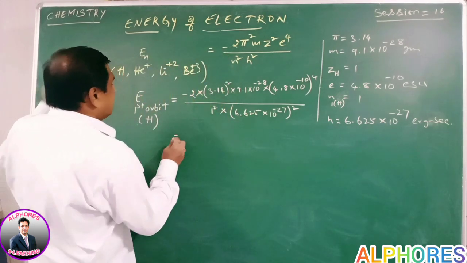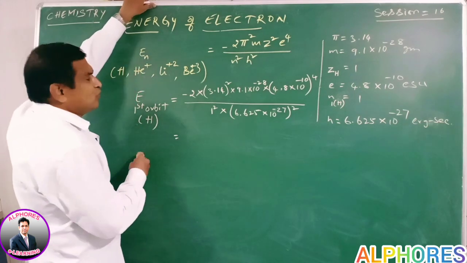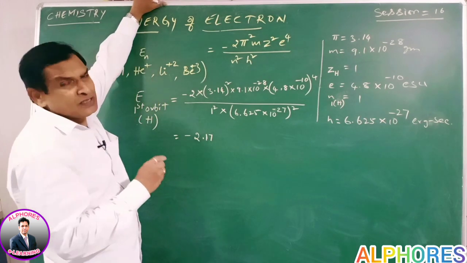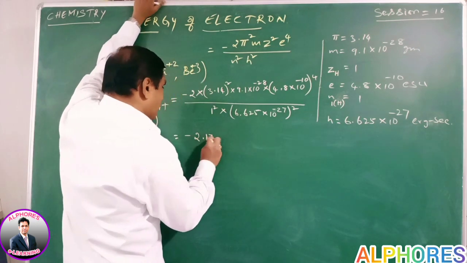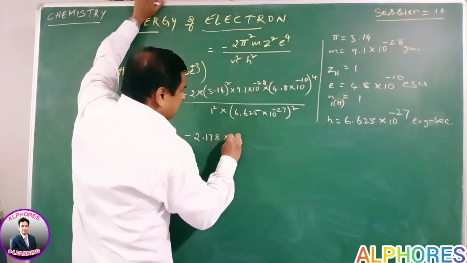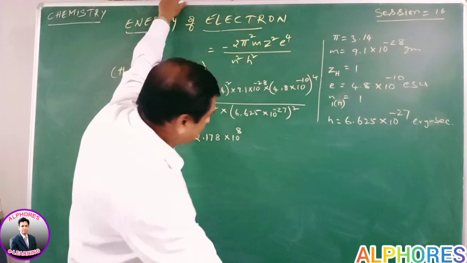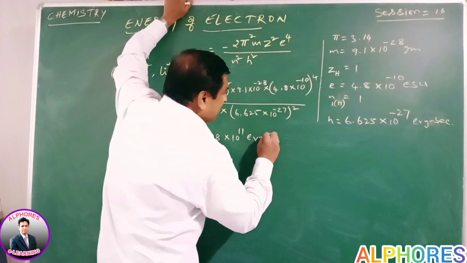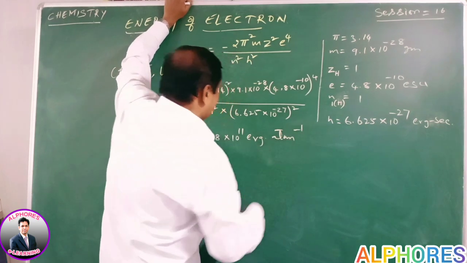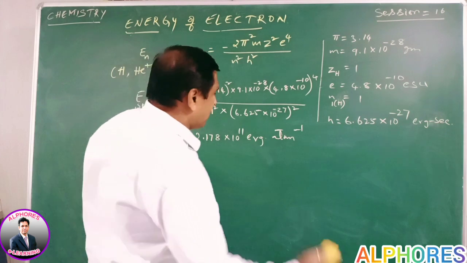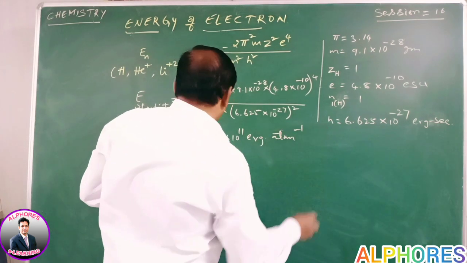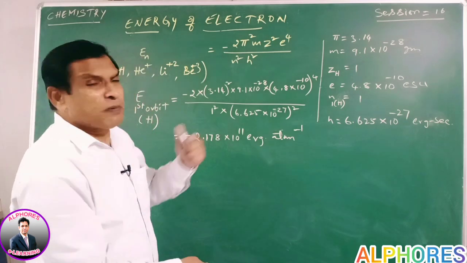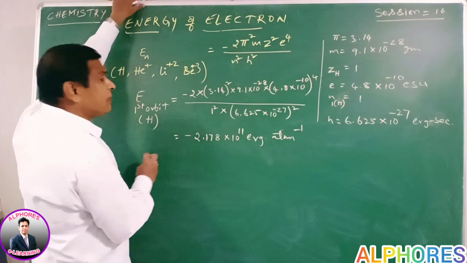Then we can calculate the energy of the electron in the first orbit of hydrogen as minus 2.1776, which we can make 2.178, into 10 to the power minus 11 ergs per atom. This is the energy of the electron in the first orbit of hydrogen atom in ergs per atom. We should be very careful in this, and we should remember all these values.